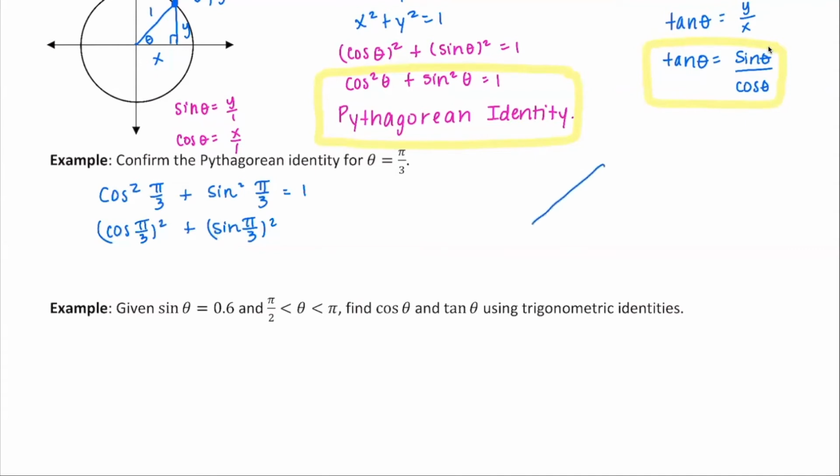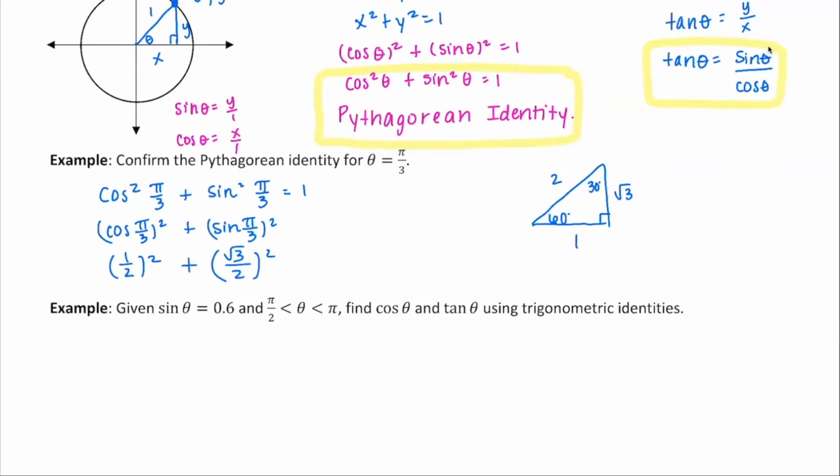So if you remember, pi over 3 gives us a reference angle of 60 degrees. So on that 30-60-90 triangle, we know this side would be 1, the side adjacent to the 30-degree angle would be root 3, and this would be 2. So cosine would be 1/2 because it's adjacent over hypotenuse, and sine would be opposite over hypotenuse, so root 3 over 2.